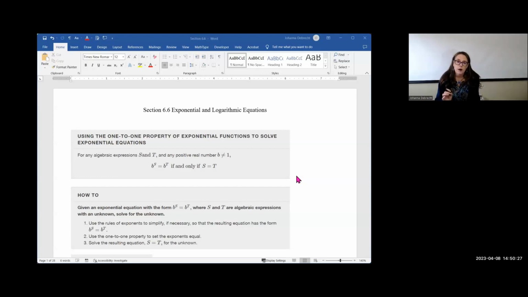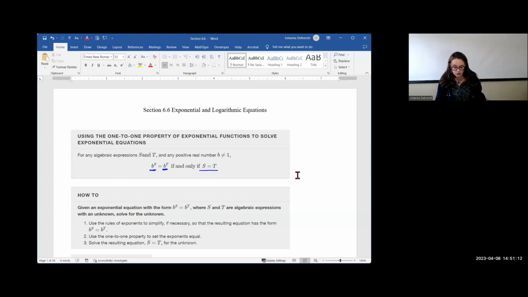The one-to-one property is using the fact that both an exponential and a logarithmic property are one-to-one. Every x has exactly one y value. Every y value belongs to exactly one x value. If that's the case, then let's say that I take b and raise it to the s power, and I get b raised to a different power t. Well, if they're equal to each other, then the answer parts are equal and the bases are both b, so the bases are equal and the answers are equal. Then because it's a one-to-one function, that means that the powers also have to be equal. So we can solve this by setting s equal to t.